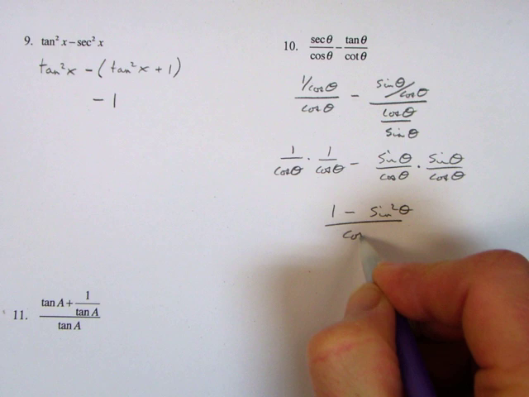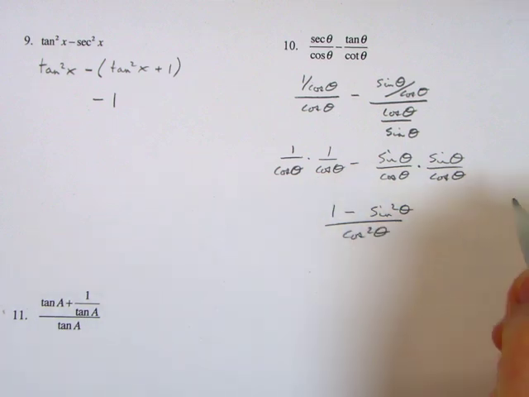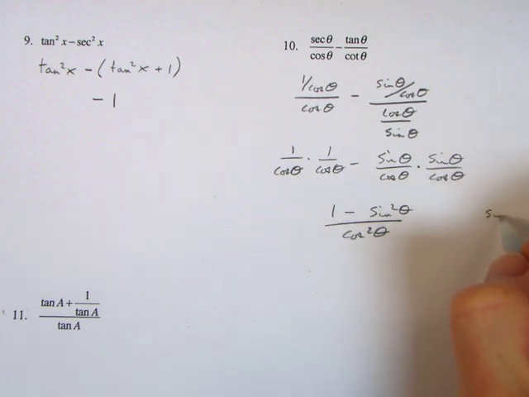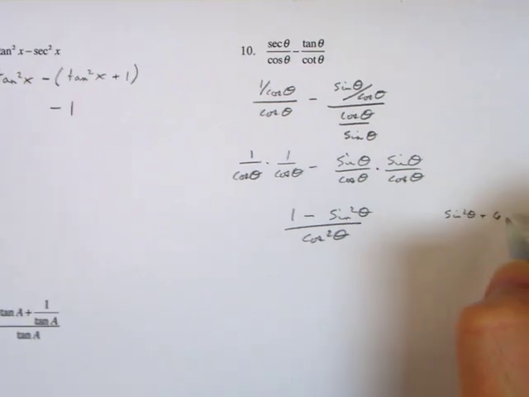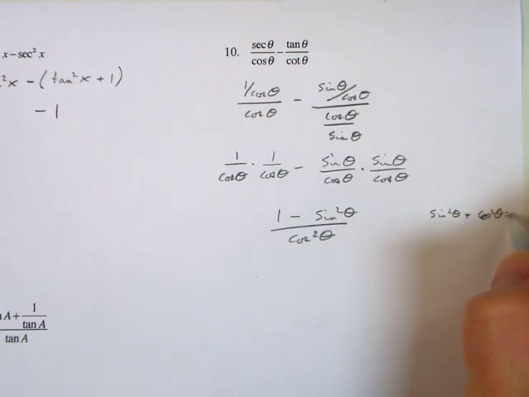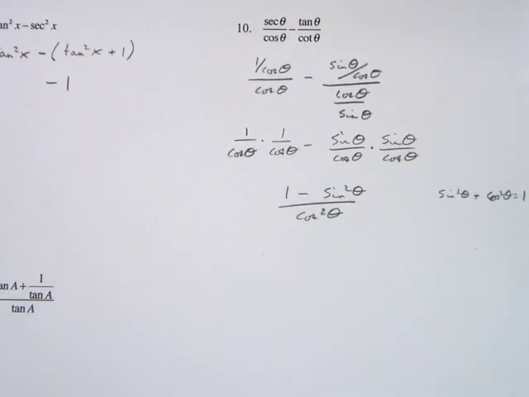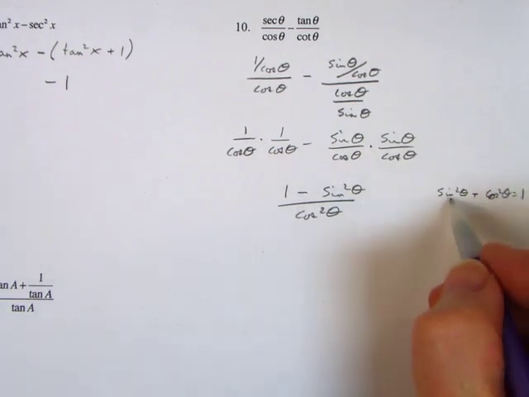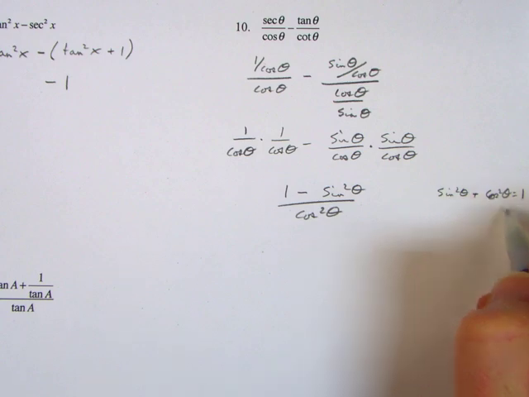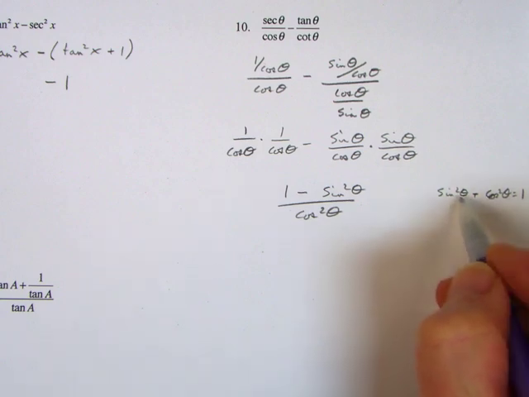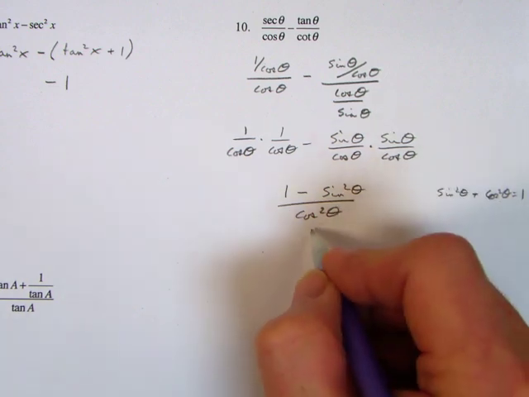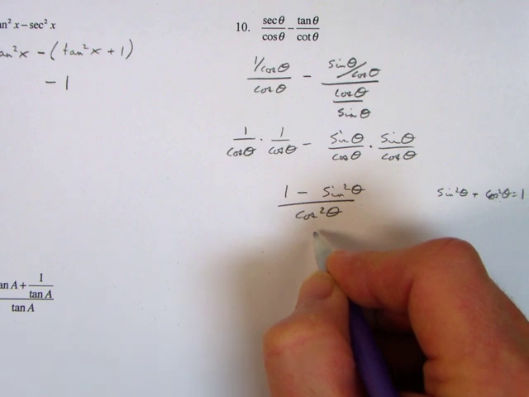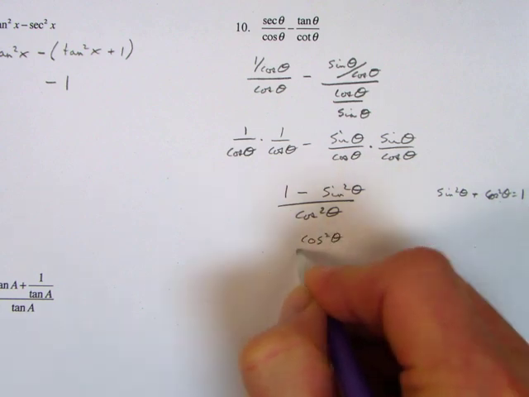But what is 1 minus sine squared? Remember, we have sine squared plus cosine squared equals 1. That's our main Pythagorean identity there. So if we solve for cosine squared, move that sine squared over, cosine squared is going to equal 1 minus sine squared. So what we can do there is just say cosine squared over cosine squared, and that equals 1.